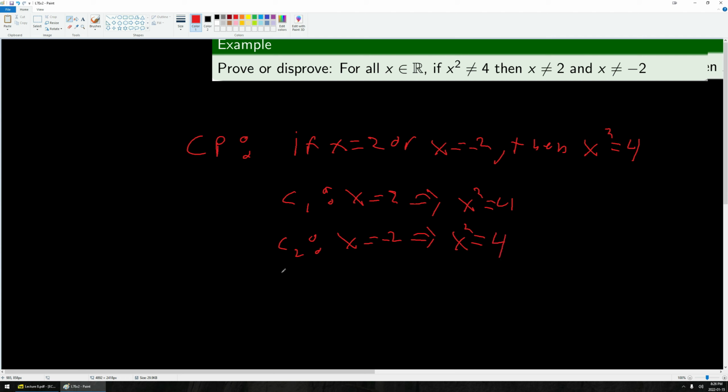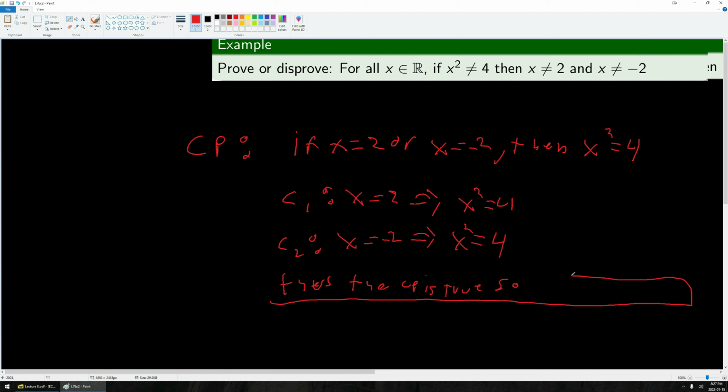And then you could just do thus the contrapositive is true. So the statement is true. Okay, and do make sure if you do a proof by contrapositive, you make a statement like that, right? So if I just called this whole thing 1, so 1 is true.